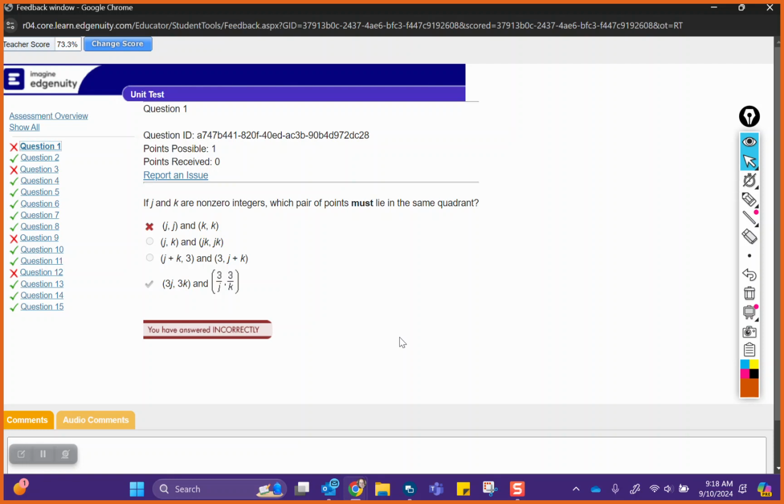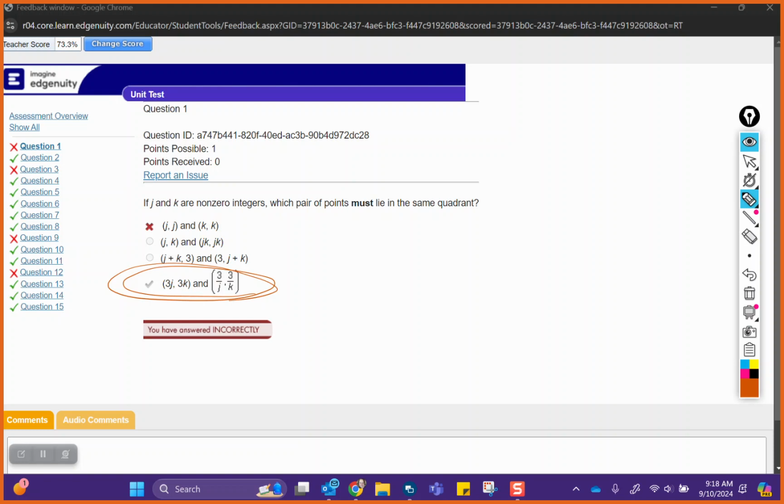So j, j and k, k. That first one you picked is not true because j could be negative and k could be positive. If they're negatives or positives, then they would be in different quadrants. It's always going to be the one with multiplication if you're not multiplying or dividing by negatives. So the reason why this one works is because if I am multiplying by j and k, or I'm dividing by j and k with the number 3, the signs won't change.